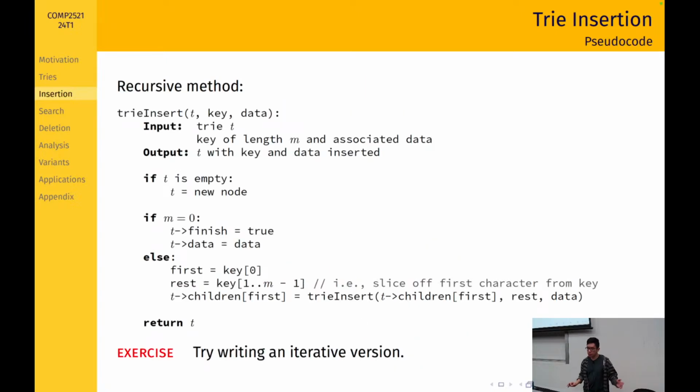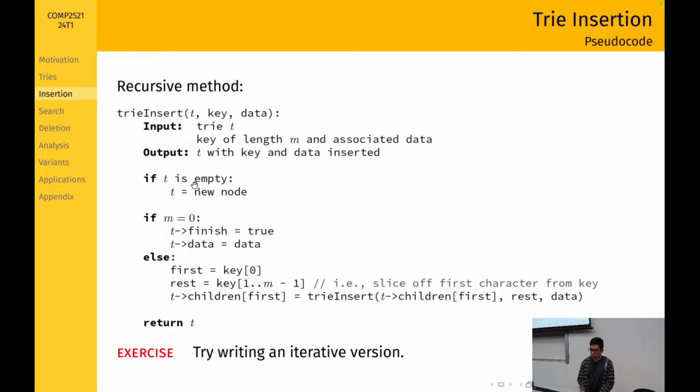And here is the pseudocode for inserting into a trie. This one is recursive, but you can implement this iteratively as well. That's because we're only going down one path in the trie. So whenever you only need to go down one path, you can implement that iteratively. Okay, so let's walk through this pseudocode and see what's going on. The input is a trie, a key, and some associated data.